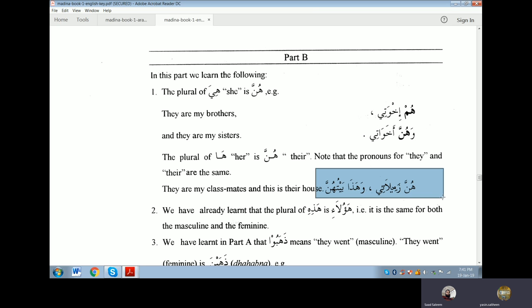Hunna zamilati. Wa hadha baytuhunna. Okay, yes, these are my classmates. They are in the house. Oh, and this is their house. And this, yes, is their house.